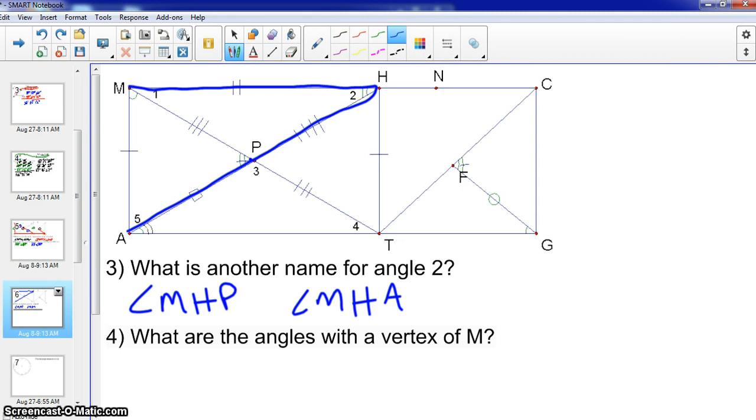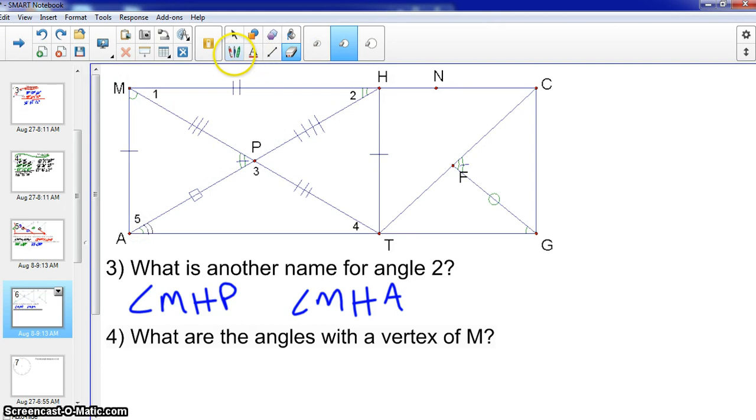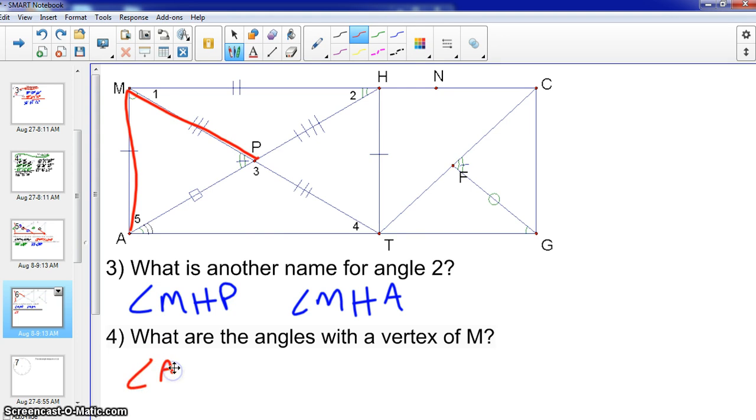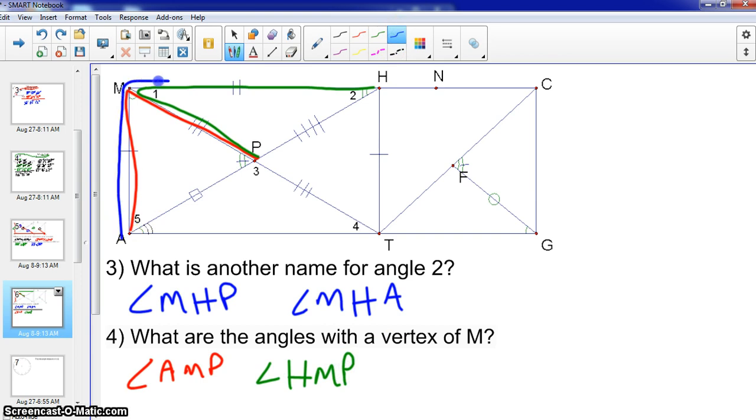And the different angles that are with the vertex of M, we have a couple different angles. We have this first angle right here, which is angle AMP or AMT. We also have an angle up top here, which is angle HMP or HMT, and then we have the entire angle formed at that vertex, which is angle AMH, and we could use the letters N or C in place of H as well.